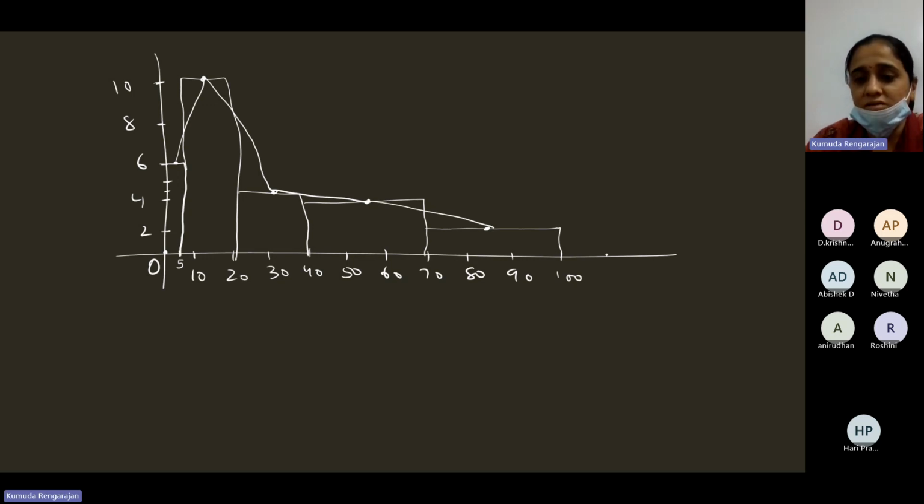And then you would have taken an imaginary class interval, so you'll join it there. Here also you would have taken an imaginary class interval and you have to join it like this. So this is the frequency polygon using the histogram.